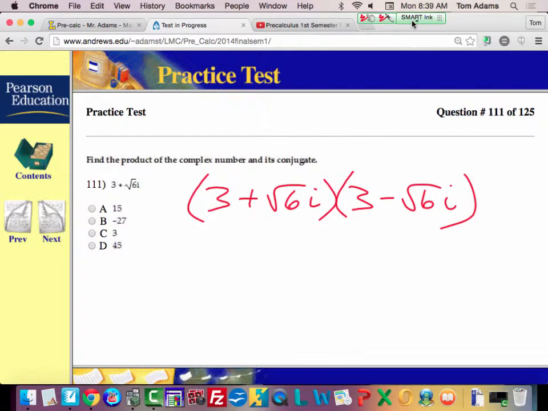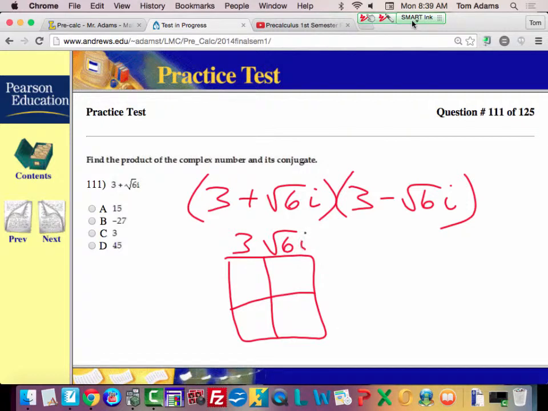So the middle term cancels out, and you end up with the square of the first term and the second term. But I'm just going to write it out for you guys, so you see that. All right, so I get 9 here, and then this becomes 3 times the square root of 6i. This becomes negative 3 times the square root of 6i. Everybody see how I did that?